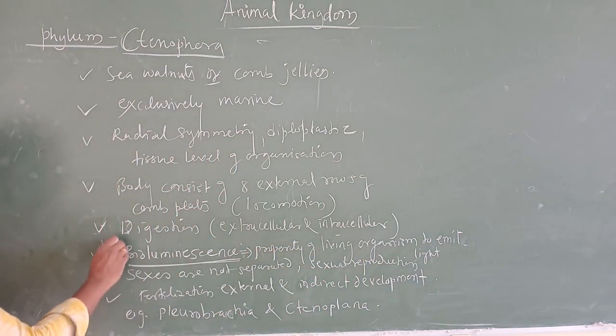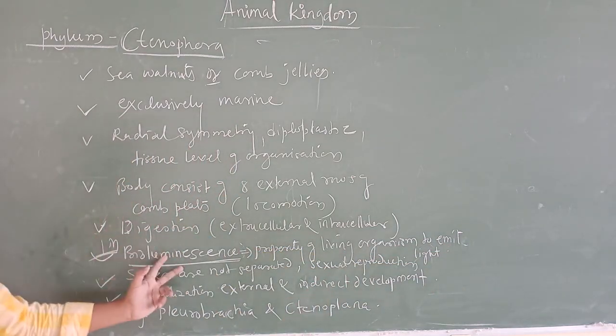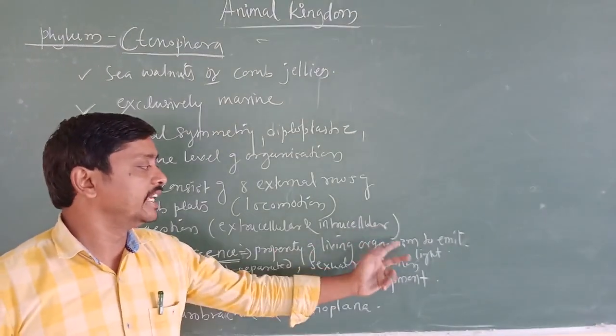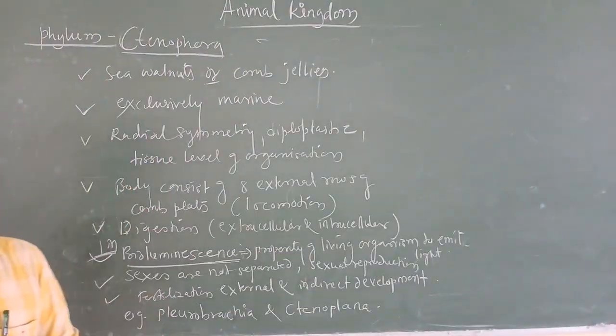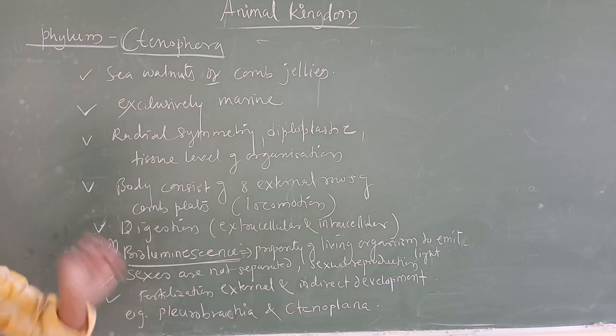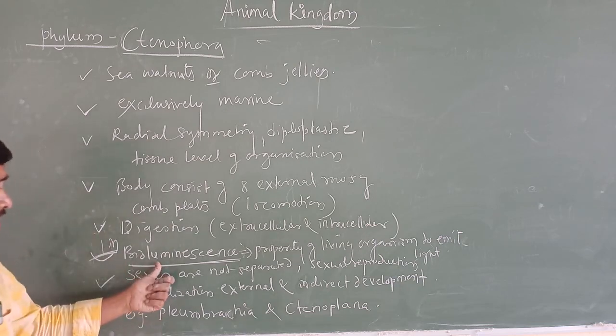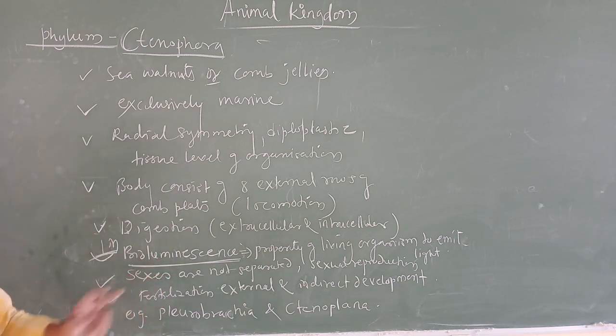This is one mass question. What is bioluminescence? Bioluminescence is a property of living organisms to emit light. If living organisms emit light, that property is called bioluminescence, and this bioluminescence is found in ctenophores.